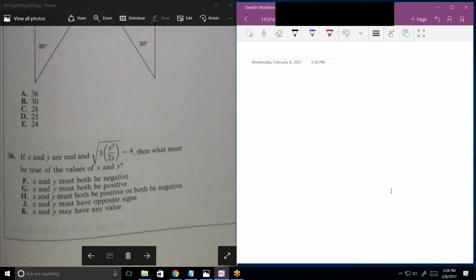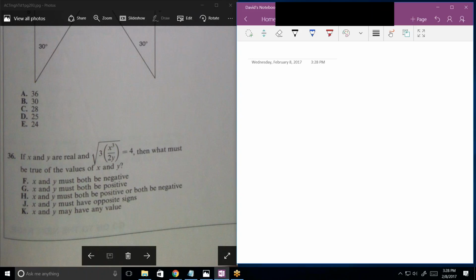Okay. 36. If x and y are real, then what must be true of the values of x and y? Well, you can't square root a negative, right? It's correct. So both x and y must be positive?